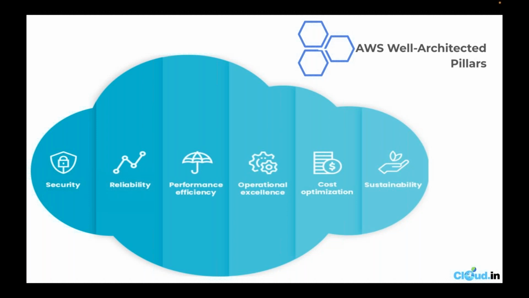cost optimization, and sustainability. These are designed to help you build and operate reliable, efficient, and secure systems in the cloud. These pillars are essential for anyone who is looking to create a cloud-based solution, or who is already on the cloud and wants to optimize and meet the high standards of AWS. Throughout the presentation, we'll be exploring each of these 6 pillars in detail, discussing their importance and how they work together to create a well-architected system.